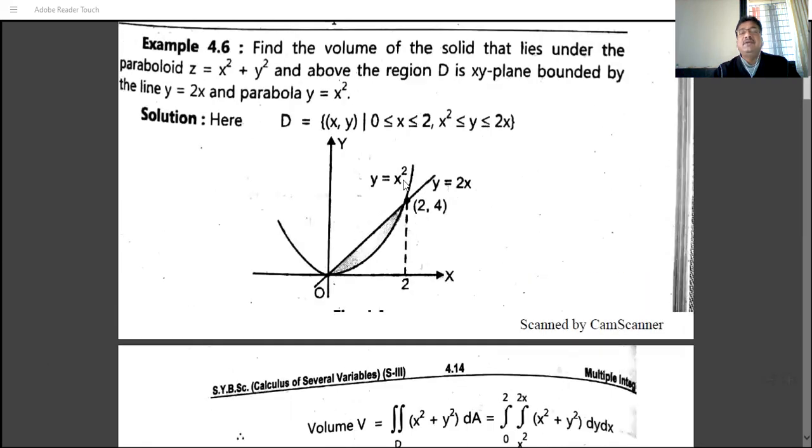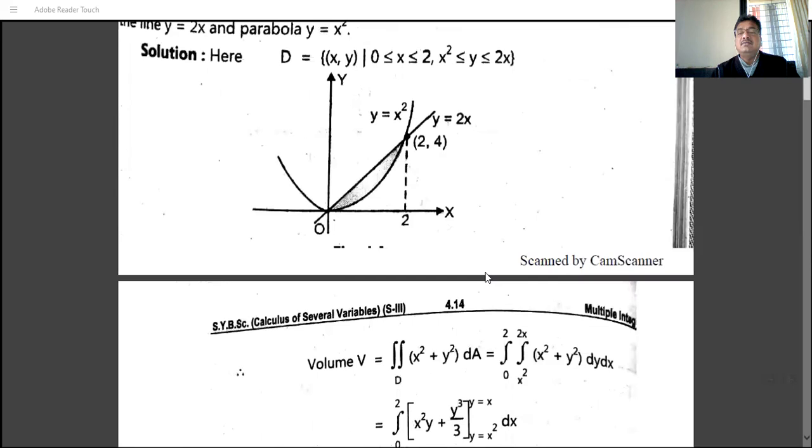How can we find the point of intersection? Solve these two equations: y is equal to 2x and y is equal to x square. If you substitute y is equal to 2x, then we have x square is equal to 2x, which means x square minus 2x is equal to 0. Take x as common, so we have x in bracket x minus 2 is equal to 0, which means x is 0 or x is 2. If x is 0, then y is also 0, and if x is 2, then y is 4. So 0, 0 and 2, 4 are the points of intersection of these two curves.